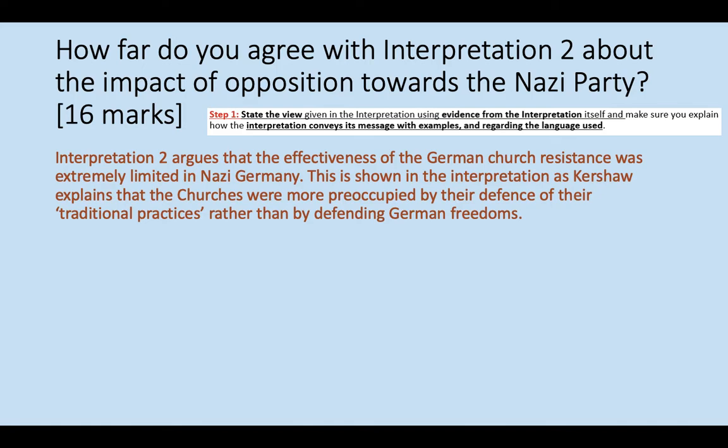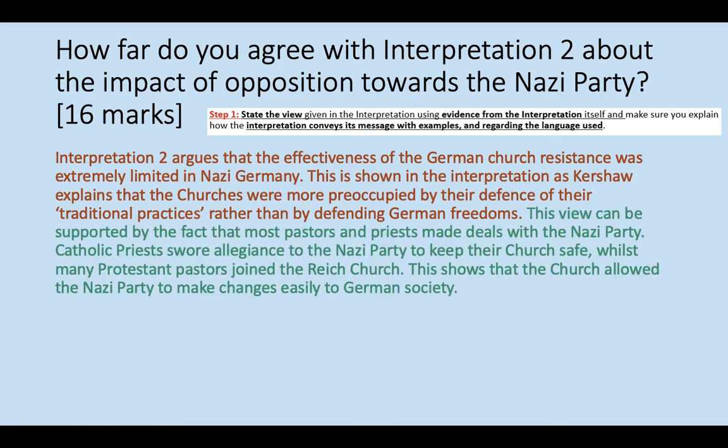Okay? So now let's keep going on to explain the evidence, shall we? We can add in some own knowledge here just to put into context what Kershaw is talking about. So this is like our evidence part. This view can be supported by the fact that most pastors and priests made deals with the Nazi Party. Catholic priests swore allegiance to the Nazi Party to keep the church safe, whilst many Protestant pastors joined the Reich Church. This shows that the church allowed the Nazi Party to make changes easily to German society. So what we're showing there is we're just really explaining why Kershaw has made this argument.